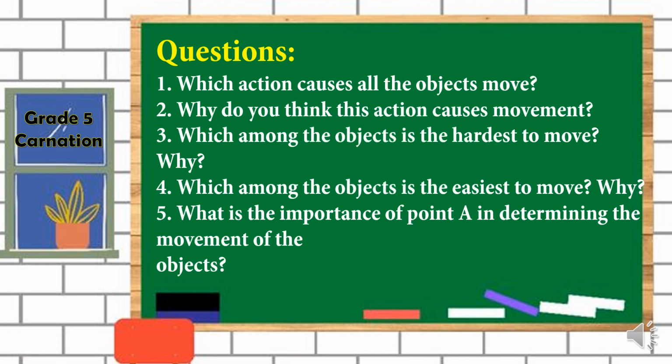And then you will answer the following questions. Number 1, which action causes all the objects to move? Number 2, why do you think this action causes movement? Number 3, which among the objects is the hardest to move and why? And number 4, which among the objects is the easiest to move and why? And number 5, what is the importance of point A in determining the movements of the objects?